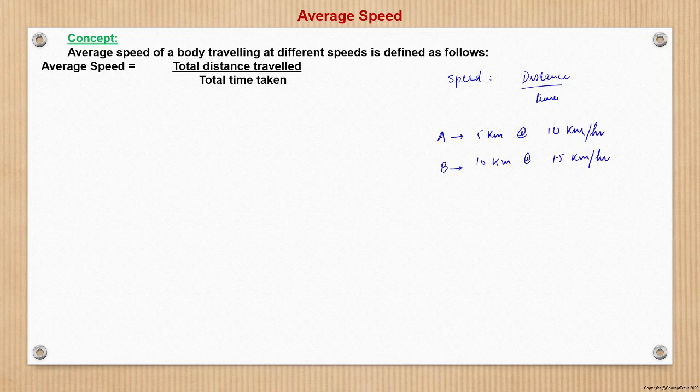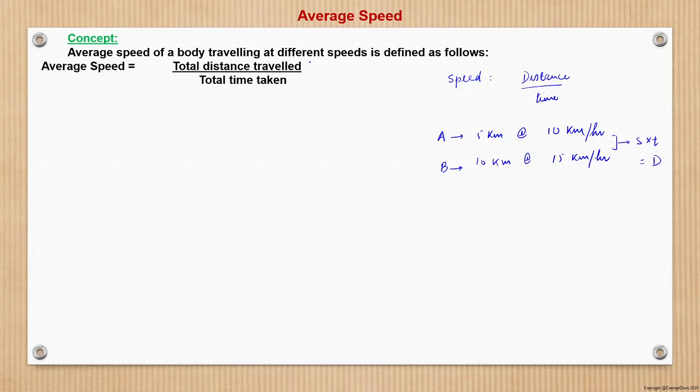That one speed, which when multiplied by the total time taken would give the total length of the journey, is the average speed. So here, what is that one speed with which, if we multiply the total time taken for the journey of A and B together, we get the total distance, right? This is the average speed. So we can say that average speed is nothing but the total distance traveled upon the total time taken.